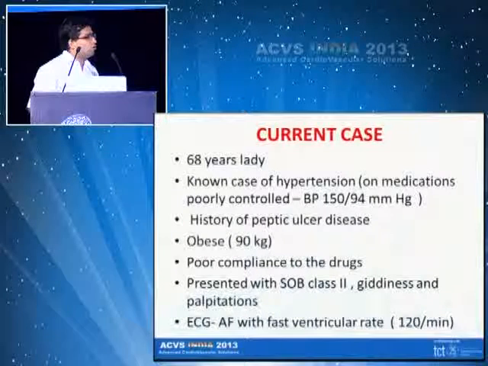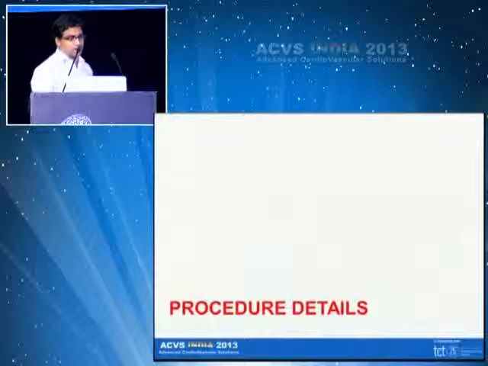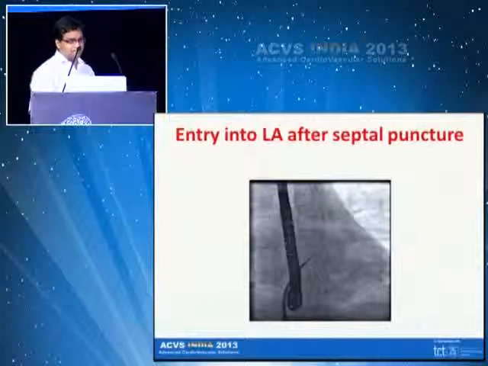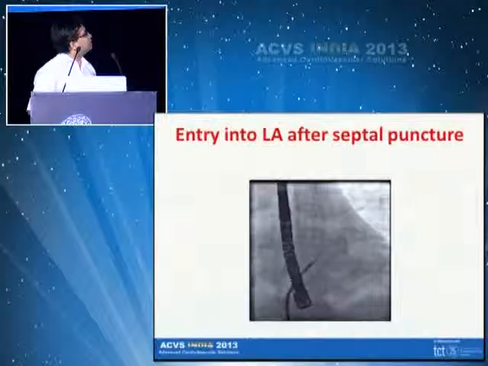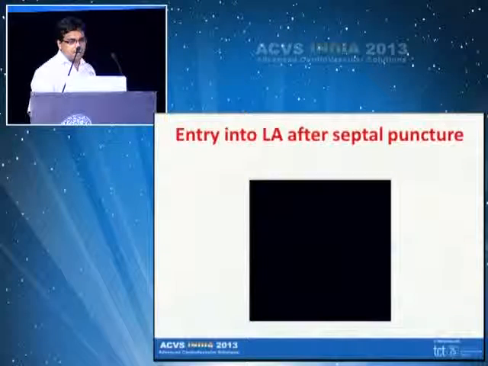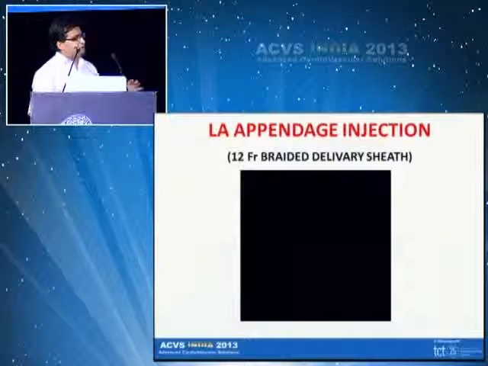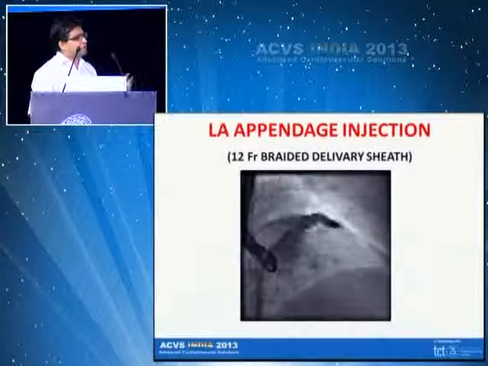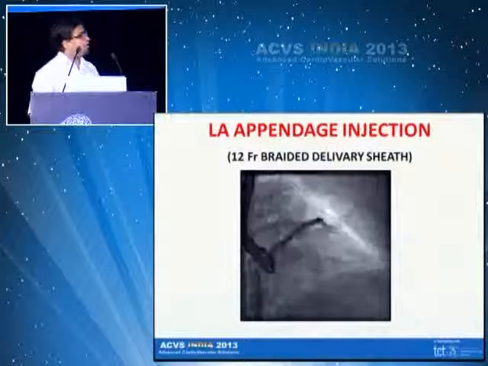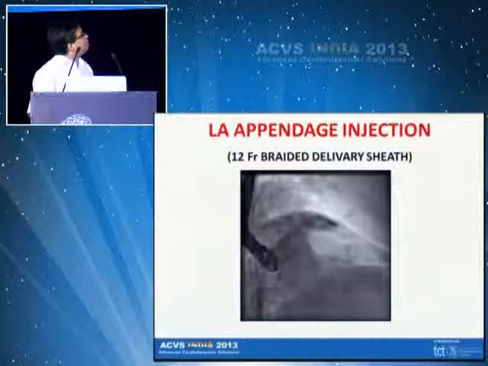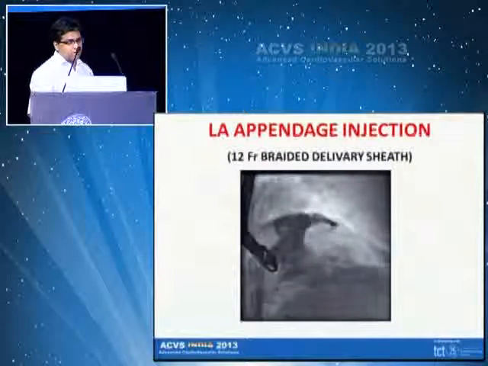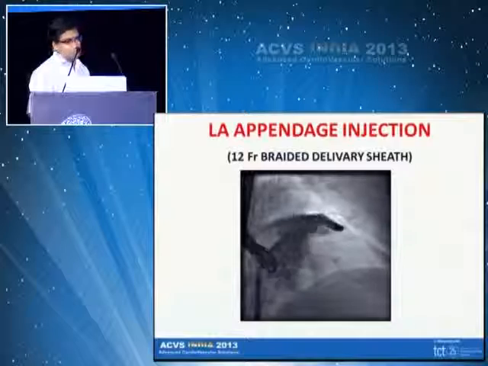We decided to go with LA appendage closure. So these are the procedure details. This first slide shows that after septal puncture we entered the LA, and this is the angiogram showing the LA appendage injection. After entering the LA with the MPA catheter and exchanging over to the 12 French sheath, this injection in the appendage shows the wide appendage mouth and the appendage profile.